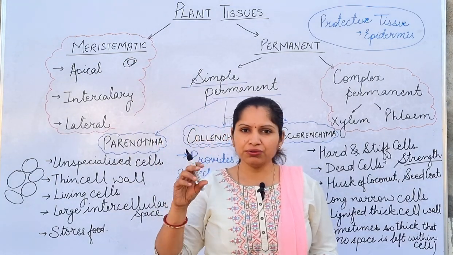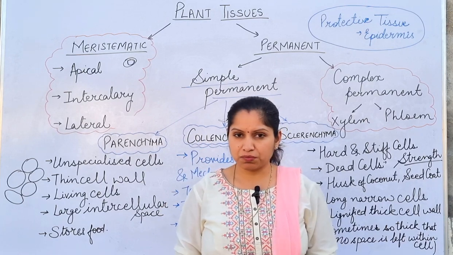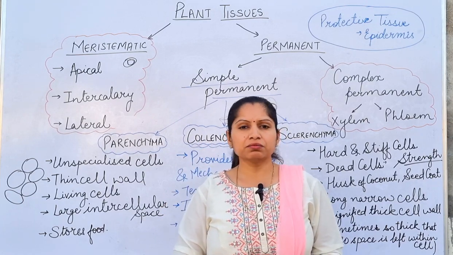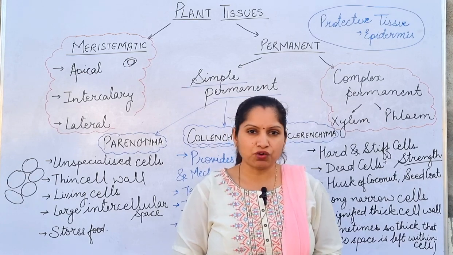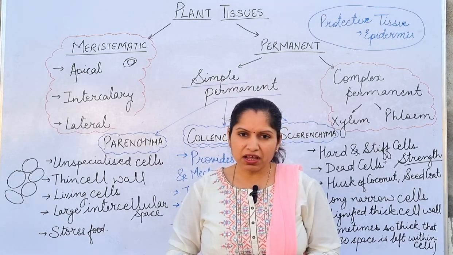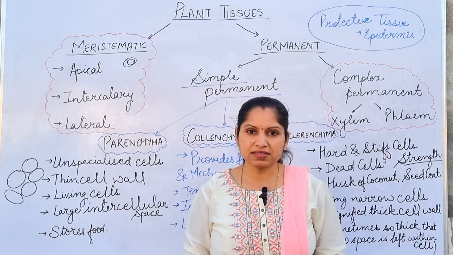They have a prominent nucleus. They have a dense cytoplasm, because in the cytoplasm all the cell organelles are recently formed. So it's a dense cytoplasm. A prominent nucleus could be seen.